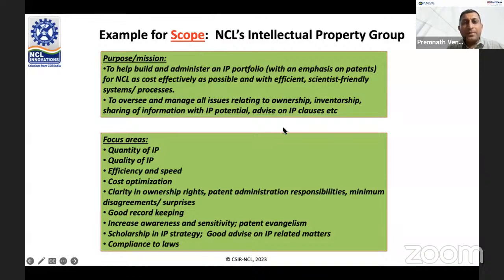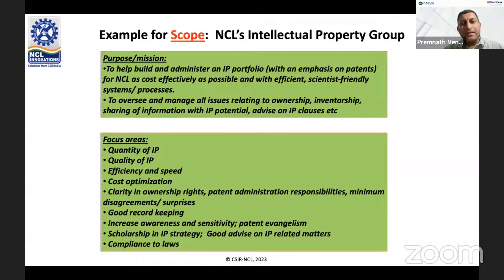Okay. Beyond that, efficiency and speed, as I told you, most patent cells grapple with this problem that people don't disclose inventions just because they think that it's getting delayed. And in academic organizations, there is a lot of pressure on students to graduate, and they think that if the patent cell is going to delay their filing, they don't file at all. Okay, so that is a challenge that you will see happening.